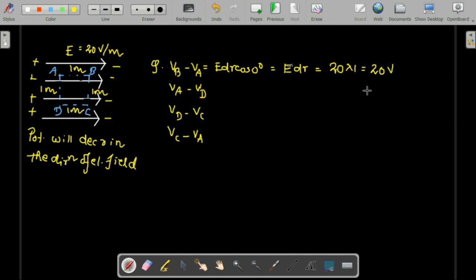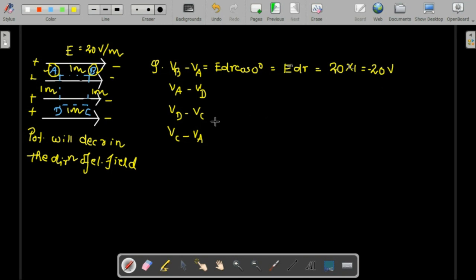The question is whether this will be positive or negative. That's the most important part. If you don't write down the sign correctly, your answer would be wrong. You see VB is here, VA is here. The potential will decrease in the direction of the field. That means the potential at point B would be less than the potential at point A. So we are taking a smaller value minus a larger value. That means it has to be negative. That's why this is negative. So this is minus 20 volt.